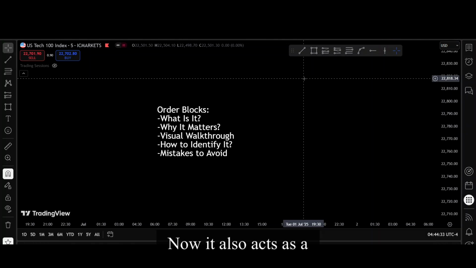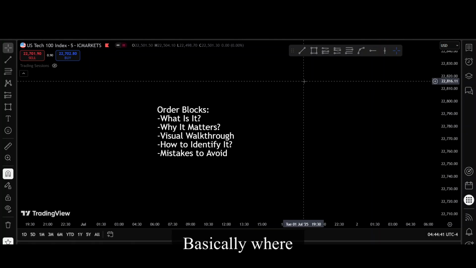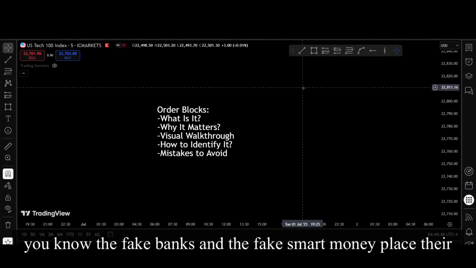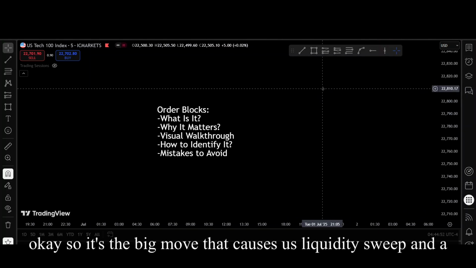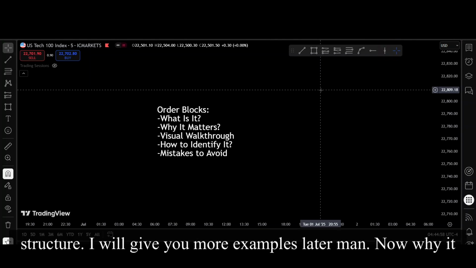Now it also acts as a footprint of money, which is what we call institutional orders, basically where the fake banks and the fake smart money place their orders. Alright, so it's the big move that causes a liquidity sweep and a break of structure. I will give you more examples later.